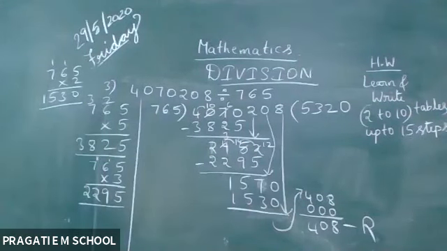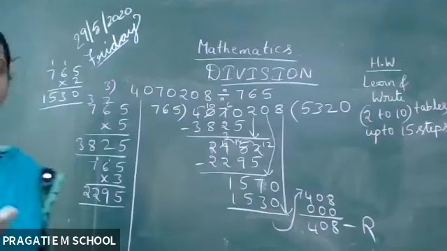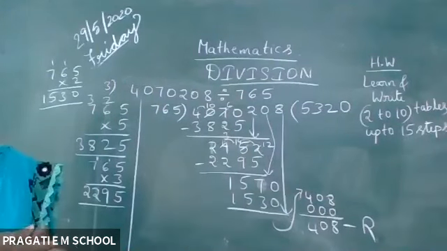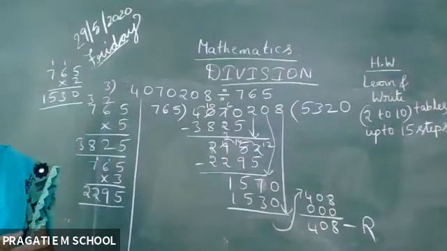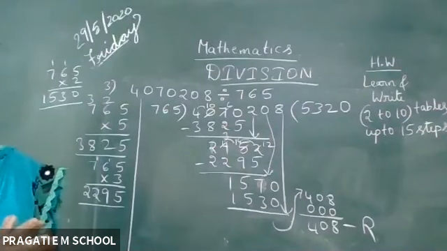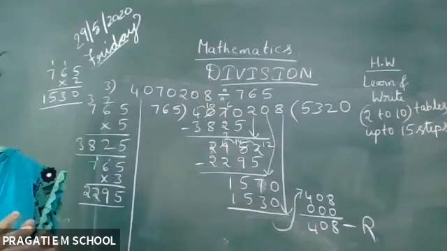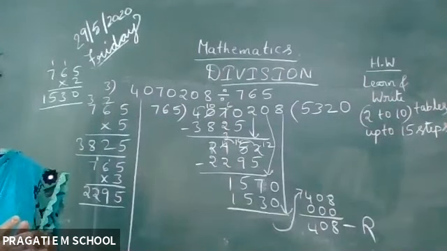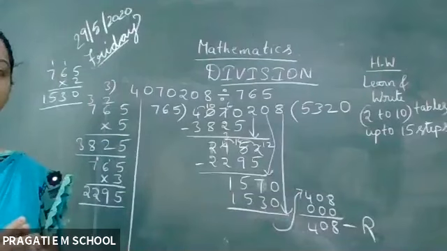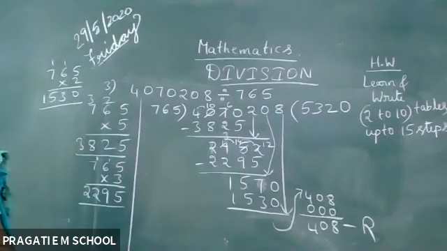2 to 10 tables, everyone should read and write without seeing. After reopening of the school, compulsorily, the maths teachers are going to ask you the tables. Very, very important, children. If you want to learn multiplications and divisions, compulsorily you have to get tables. Noted. And randomly, whenever we ask, you should be answerable.